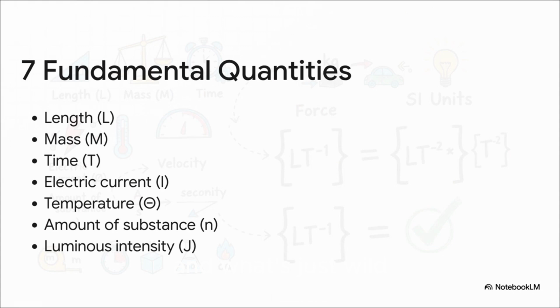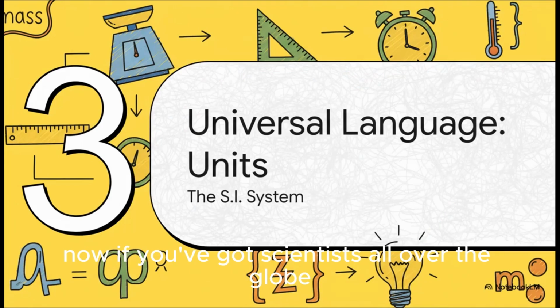And what's just wild is that physicists have figured out there are only 7 of these fundamental ingredients for the entire universe. That's it. Everything we can possibly measure, from the speed of a car to the pressure inside a star, is built from some combination of just these 7 things: length, mass, time, electric current, temperature, amount of substance, and luminous intensity.